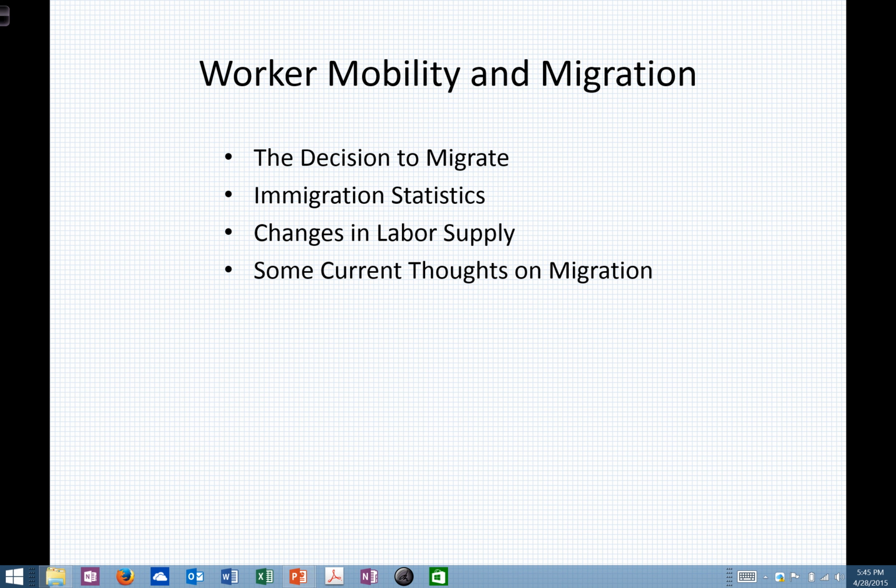But we'll do so in a way that hopefully will help you more clearly see some of the realities of the current debate that we find in our country and in our labor markets regarding the effects of immigration on workers' wages. So as we discuss worker mobility and migration, we're going to be discussing the decision to migrate or immigrate. We'll look at various immigration statistics. We'll look at changes in labor supply, and we'll give some consideration to current thoughts on migration and immigration.